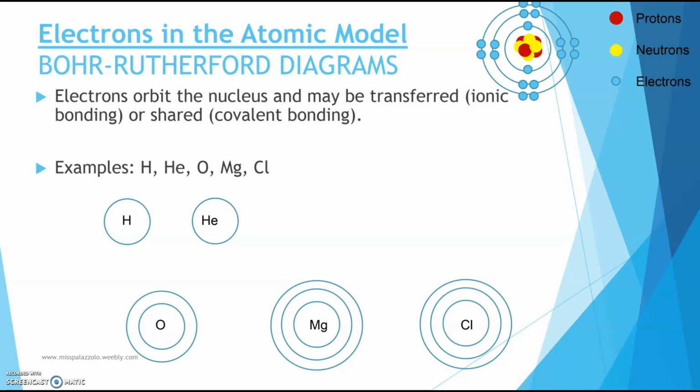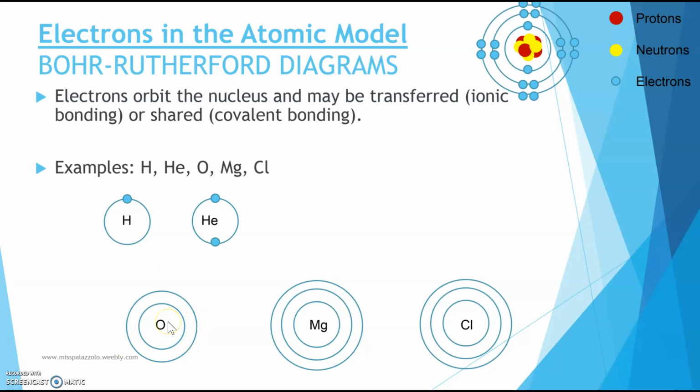So let's look at some examples. Hydrogen has 1 proton, and therefore it has 1 electron when it has no net charge. So that 1 electron goes into the orbit. Helium has 2 protons. It has an atomic number of 2, and when its net charge is 0, it also has 2 electrons. And those 2 electrons orbit the nucleus. Now, the first orbit in Bohr-Rutherford diagrams can hold up to 2 electrons only. Only 2 electrons. So then what happens when we get into a second orbit?